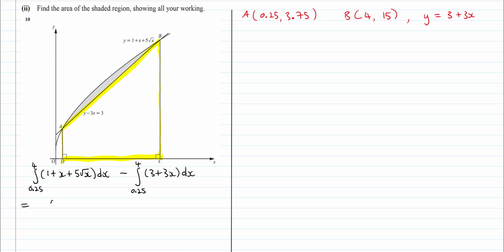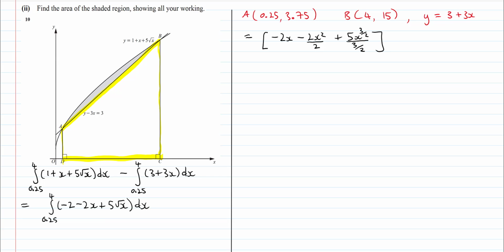So that is going to equal then the integral going from 0.25 to 4. So 1 minus 3 is minus 2, x minus 3x is minus 2x, and then we have our plus 5 times root x, and we take that integral with respect to x. Working this out then, that integral is going to equal minus 2x squared over 2, plus 5 times, well, square root of x is the same as x to the power of a half, so add 1 to the power, we'll get x to the power of 3 over 2, and then divide by the new power, which is 3 over 2. And we're going from x equals 0.25 up to x equals 4.